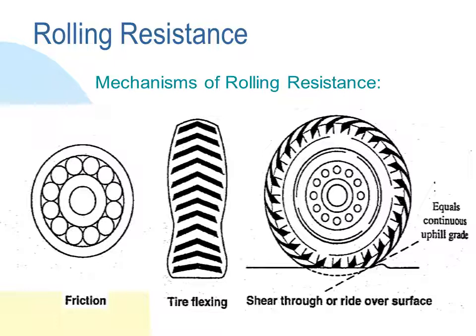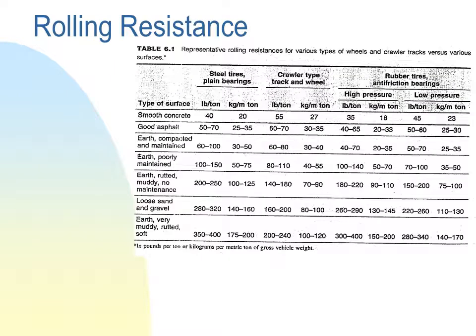or asphalt or whatever. So if we want to quantify, we represent that in terms of force per unit weight of the vehicle. So if we are talking about US customary units, it's pounds of resistance force per ton of weight of the vehicle. If we are talking about SI units, it's kilograms per metric ton, not short ton now.